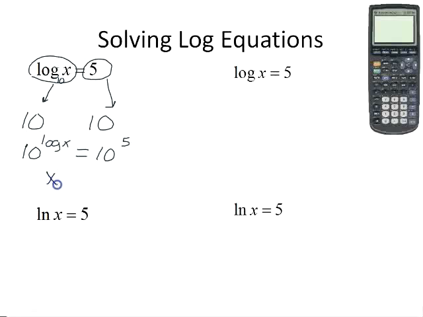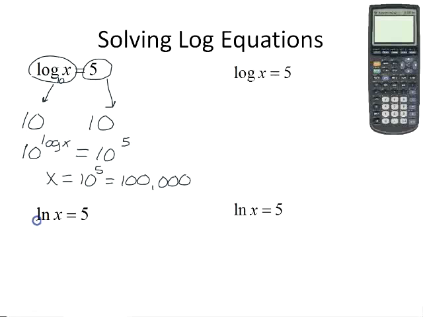So this side would become just an x. So we would have x equals 10 to the 5th power. And 10 to the 5th power is 100,000.